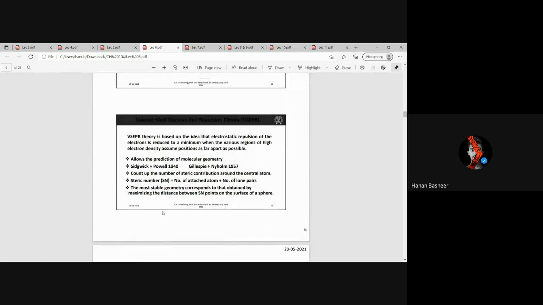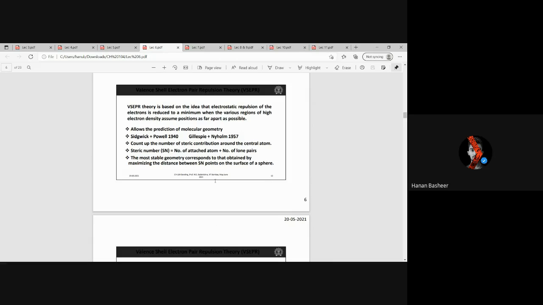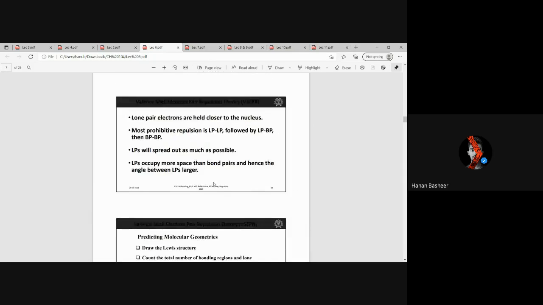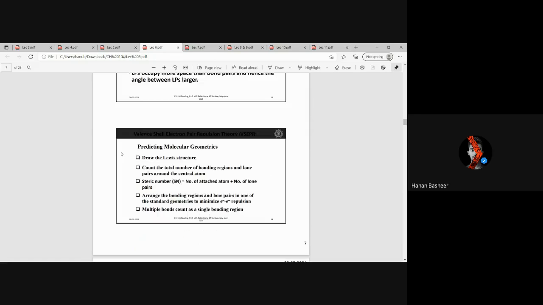VSEPR theory is based on the idea of electrostatic repulsion between the electron pairs. So we will adjust them in space so that the repulsion is minimized. Lone pairs will have maximum repulsion between each other, whereas bond pairs will have minimum, and lone pair-bond pair will have intermediate repulsion. So the bond angle will be larger with lone pairs, lesser with lone pair-bond pair, and even less in the bond pair case.